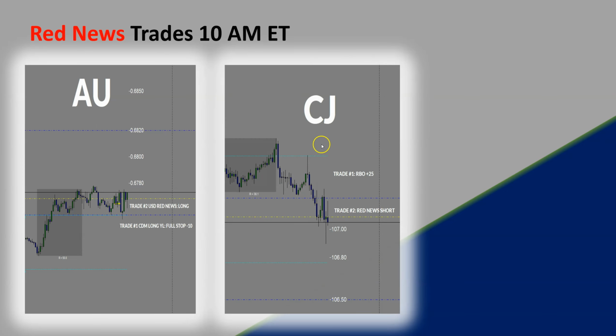And then the other red news trade I took was this CAD yen. Remember, this CAD yen I bought on this break right here. This was the break I got out with plus 25. And now I'm getting back into that trending move short on the red news.